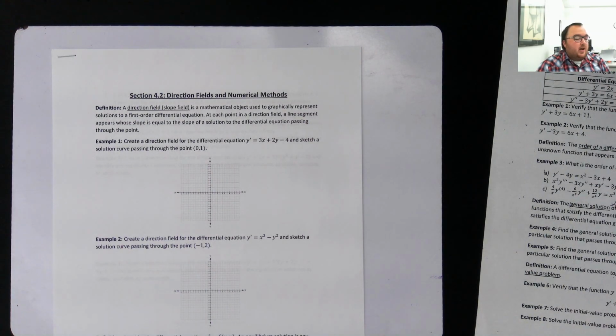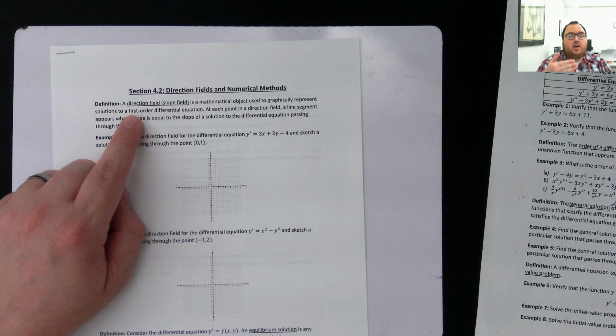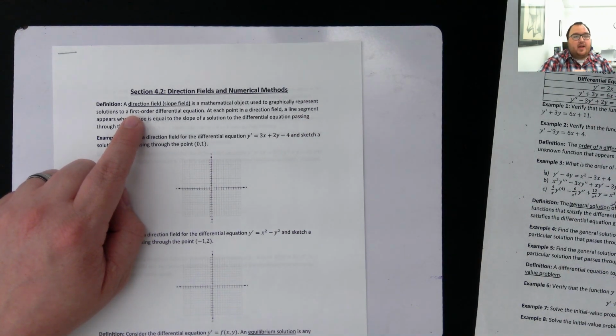So first, let's define what a direction field is. These are also called slope fields. I actually think I use slope field more than I use direction field, but it doesn't matter. They mean the same thing. It is a mathematical object used to graphically represent solutions to a first order differential equation. Remember, first order means that I just have y prime. I don't have y double prime, y triple prime, or any of that, just y prime, okay?